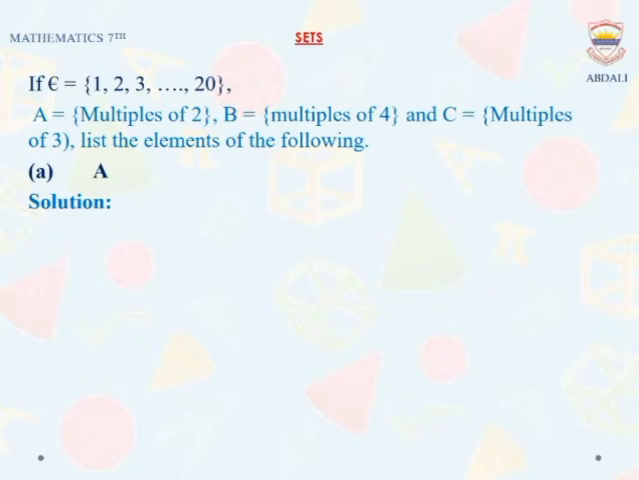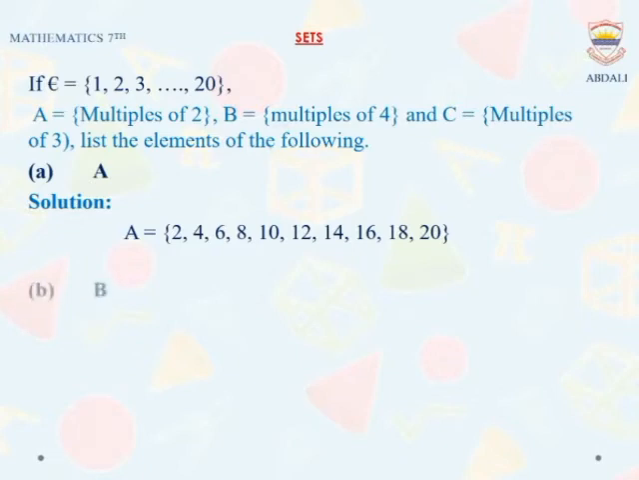According to the information, set A contains multiples of 2, which means even numbers, which means all the elements that are divisible by 2, in the table of 2. So from the set 1 to 20, we will list all the multiples of 2, which are 2, 4, 6, 8, 10, 12, 14, 16, 18 and 20. These are the multiples of 2 from 1 to 20.